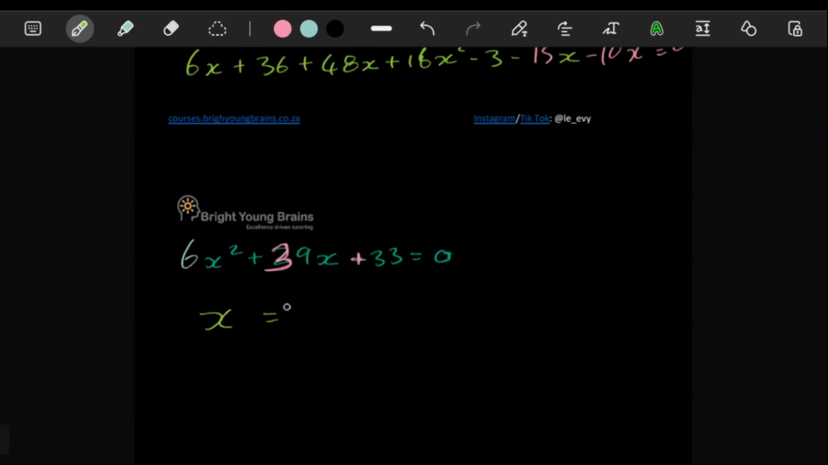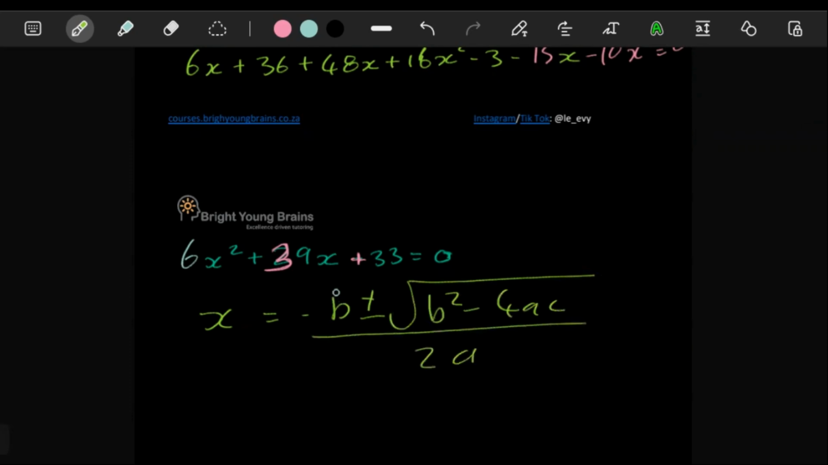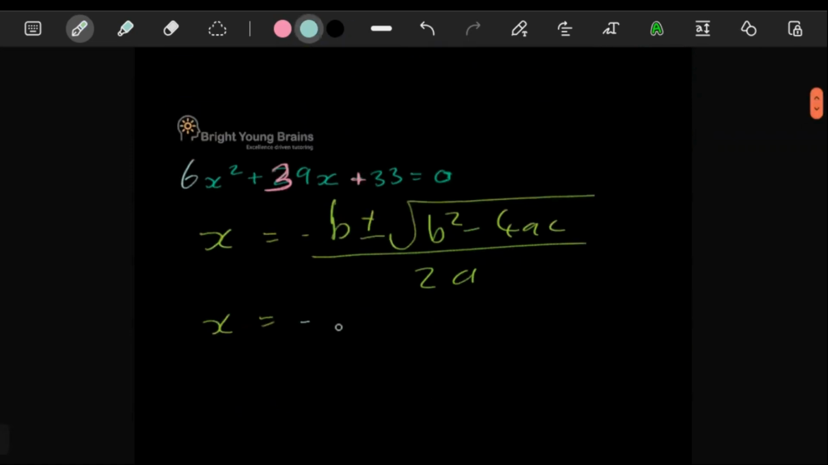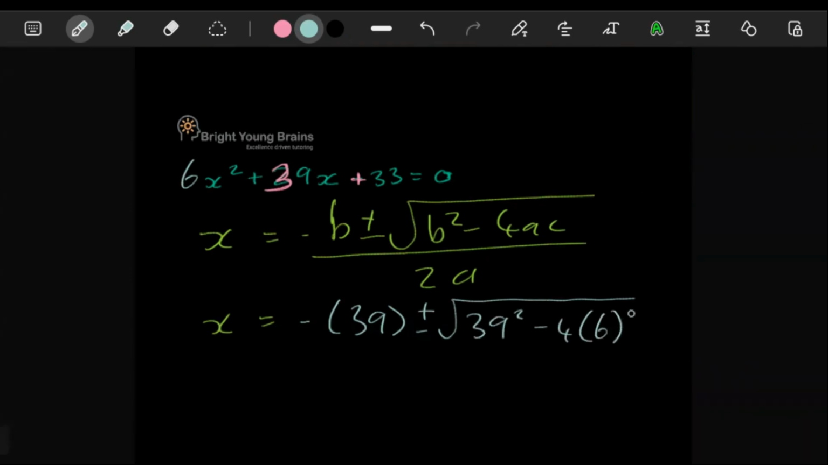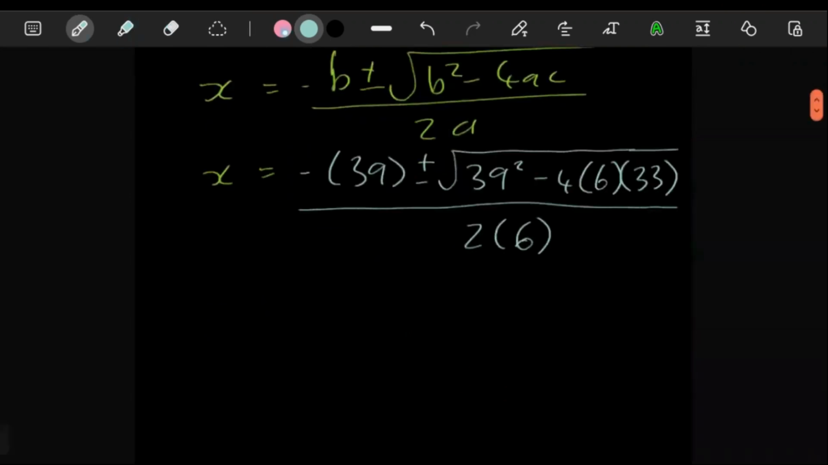But anyway, let's just work out our value here, minus b plus minus the square root of b squared minus 4ac over 2a. So this is like minus b, right? Minus b plus minus b squared minus 4. A is a 6. C is a 33. And then your a value here is a 6. There you go. Perfect.